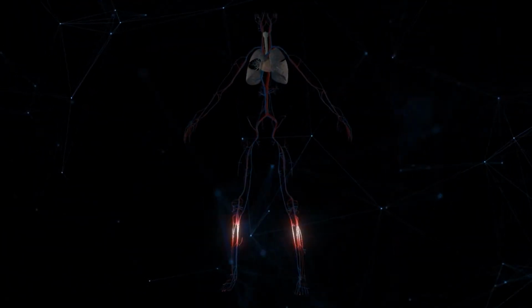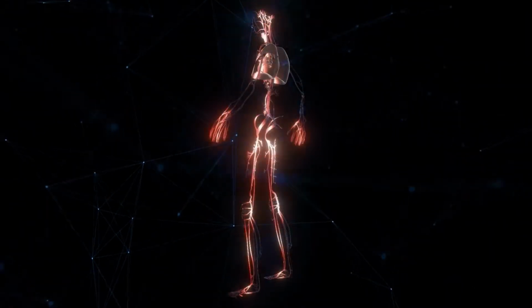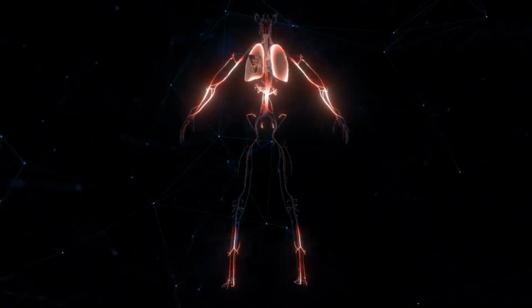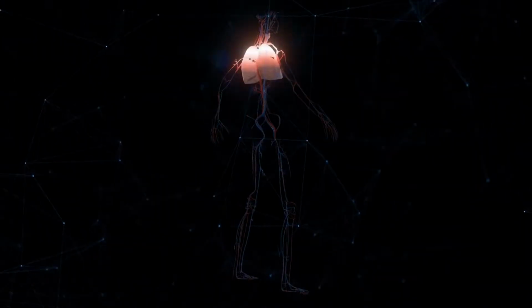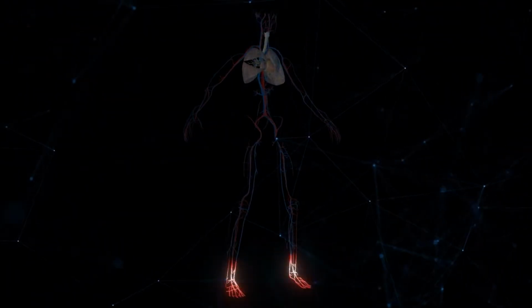The lymphatic system plays a vital role in the body's immune system and helps to protect the body against infection and disease. It also helps to maintain fluid balance in the body by returning excess fluid from the tissues back into the bloodstream. Number 10.